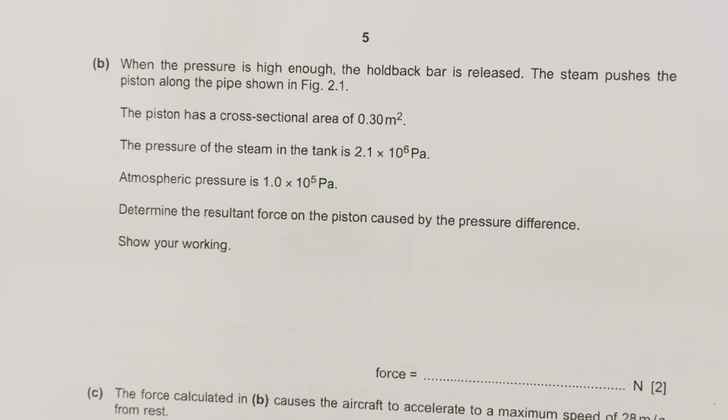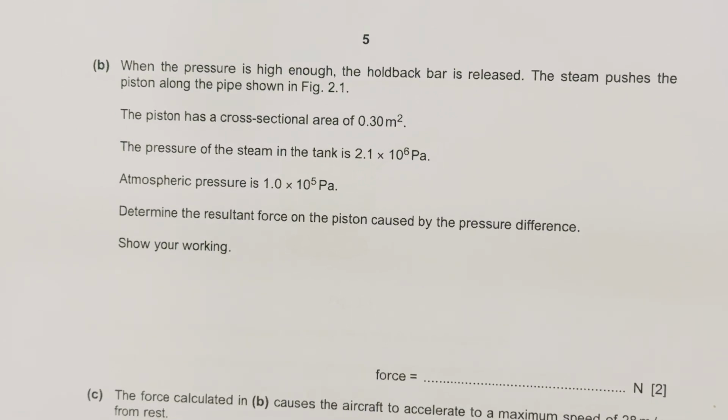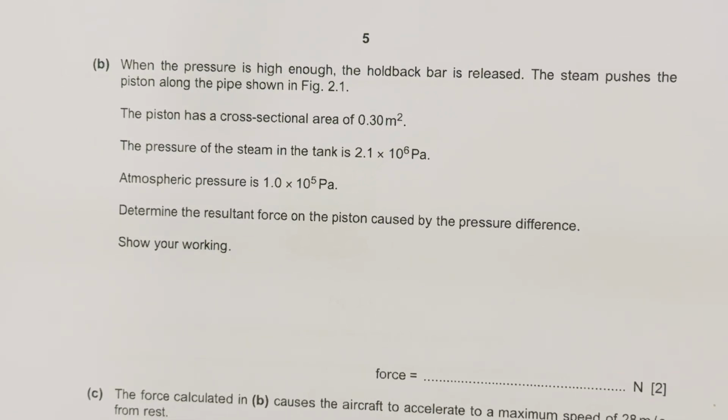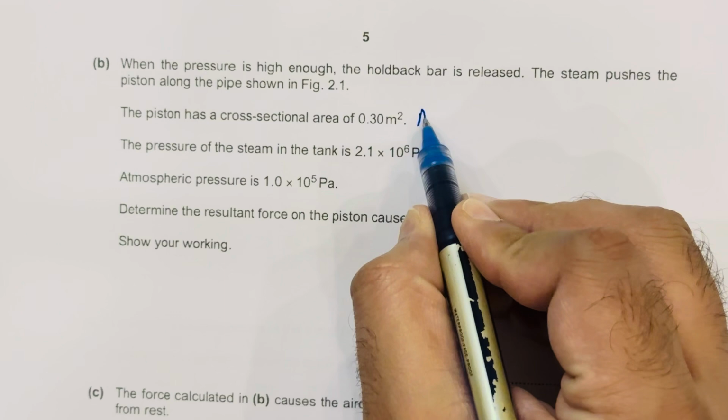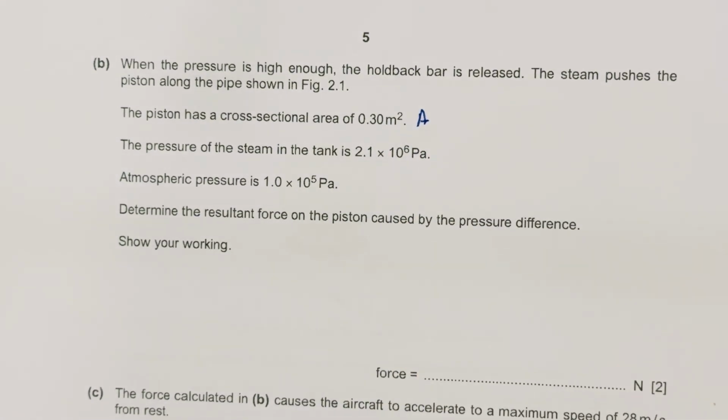Moving to the B part. B part is that when the pressure is high, the hold-back bar is released. The steam pushes the piston along the pipe as shown in figure 2.1. The piston has a cross-section area that is given as 0.3 meters squared. The pressure of the steam in the tank is 2.1 x 10^6 Pascal, and the atmospheric pressure is 1 x 10^5 Pascal. Determine the resultant force on the piston caused by the pressure difference.